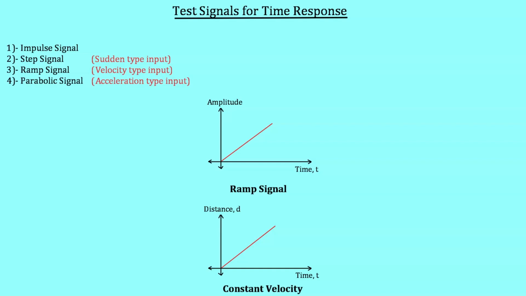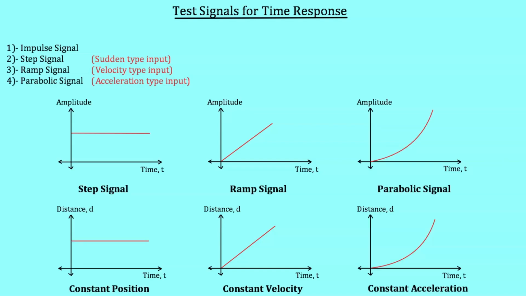You might be thinking how these signals got the other names. For example, consider ramp signals. These are called velocity type inputs because they mathematically represent constant velocity motion in control systems analysis. Ramp input increases linearly with time, mimicking the position output of a system moving at constant speed.